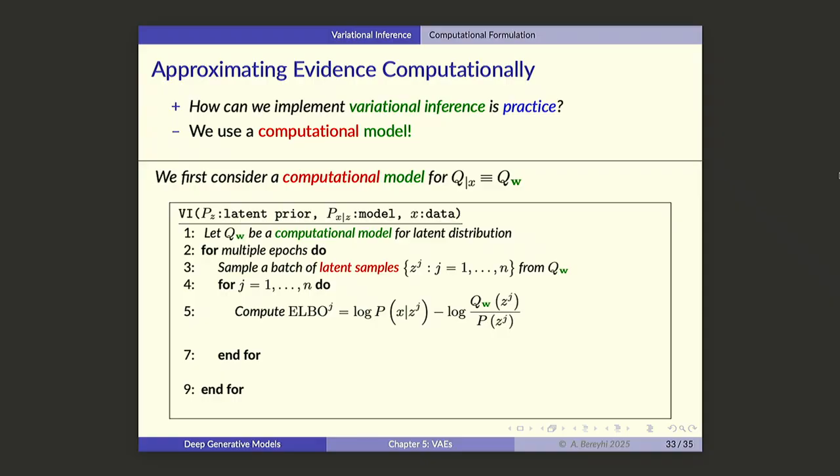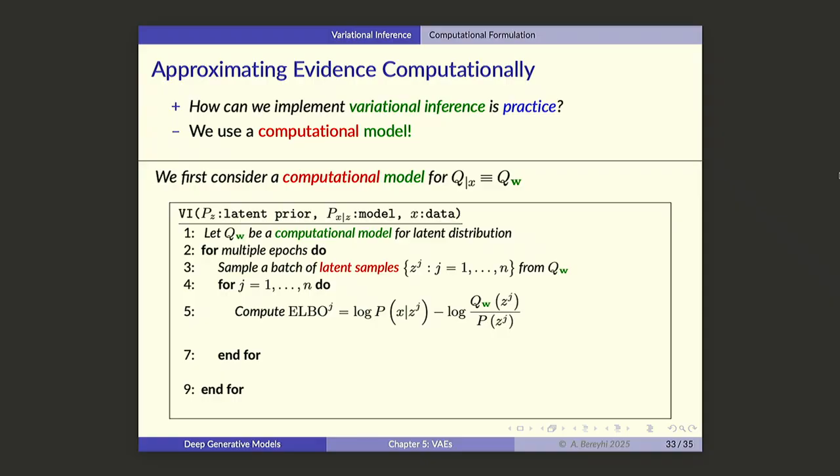I can compute this because I have this P of x given z. This is given to me. I have QW of z. This is, again, my neural network. I have P of z. This is my prior distribution, right? So I compute all of them at the particular sample. This is one sample of ELBO, right?